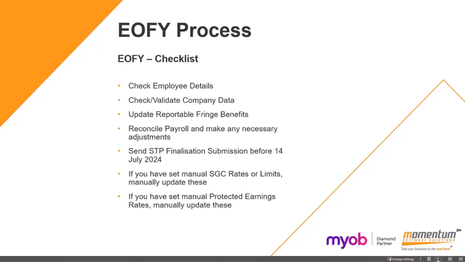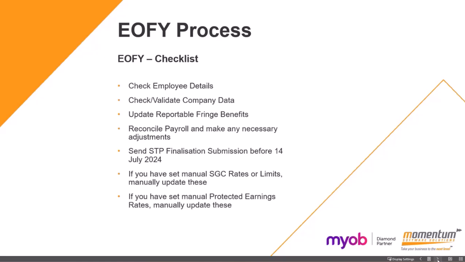So we will be spending most of our time today on the end of financial year process. The checklist consists of checking employee details. Although it sounds very simple, a lot of the time we have noticed that the employee details are incorrect. Maybe a valid TFN is missing, the correct employment type is not on the employee record, and things like that. Check and validate company data to make sure pay details are correct and pay items that have been created during the financial year are correct as well.